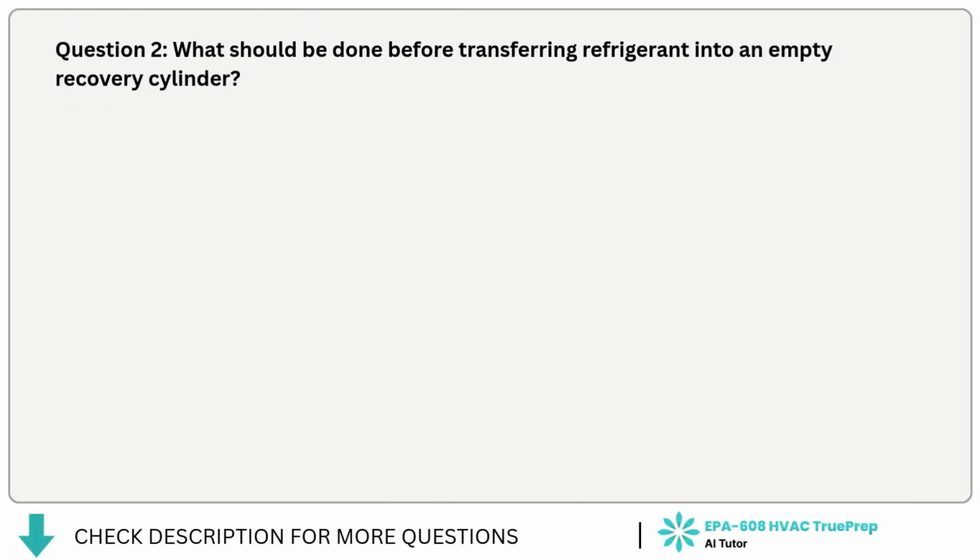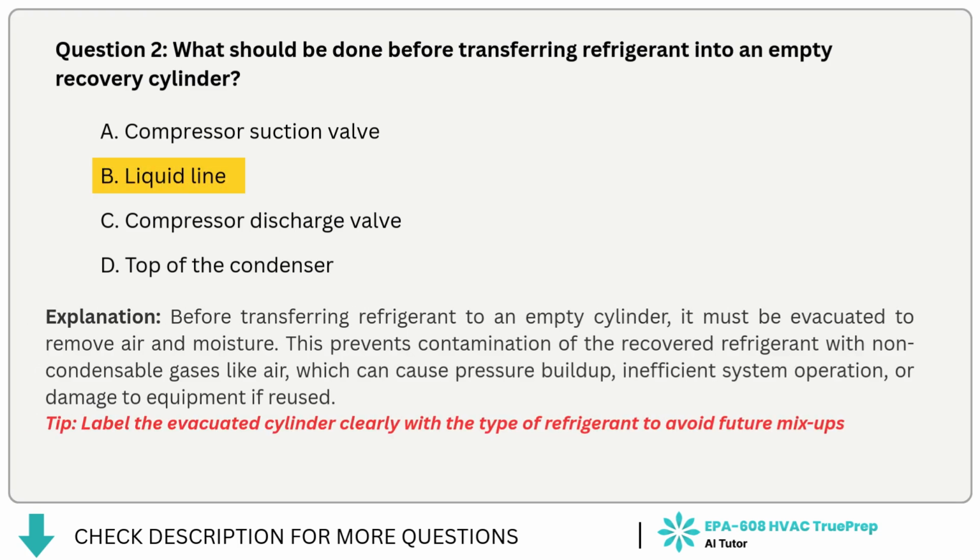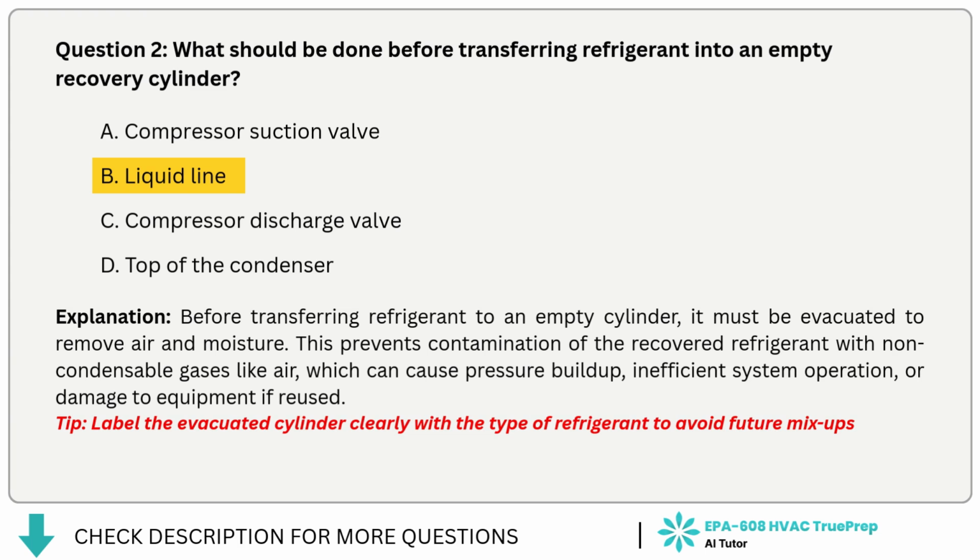Question 2. What should be done before transferring refrigerant into an empty recovery cylinder? A. Compressor suction valve. B. Liquid line. C. Compressor discharge valve. D. Top of the condenser. The correct answer is B. Liquid line. Explanation. Before transferring refrigerant to an empty cylinder, it must be evacuated to remove air and moisture.